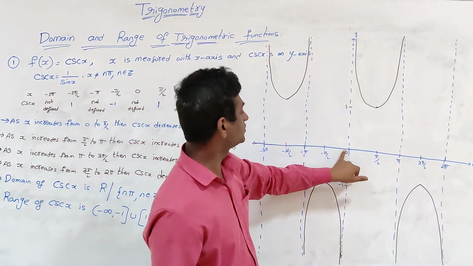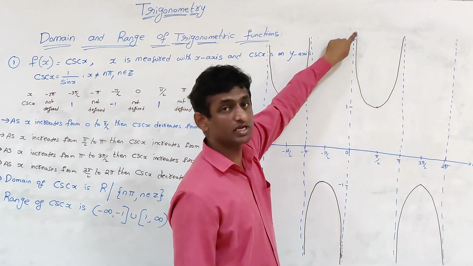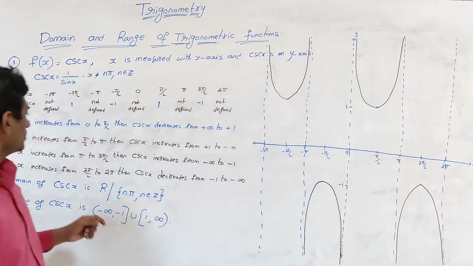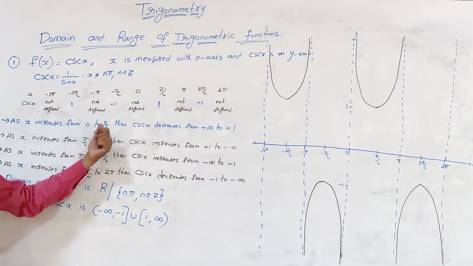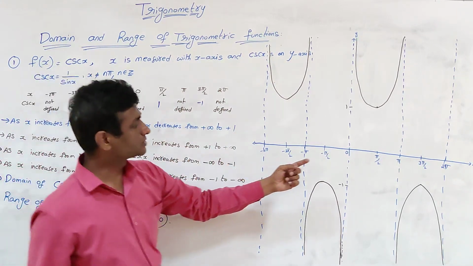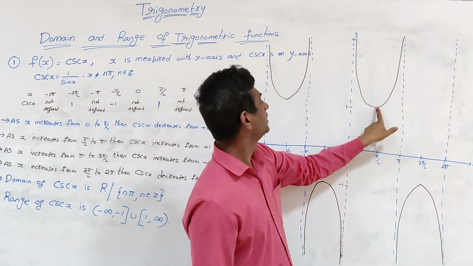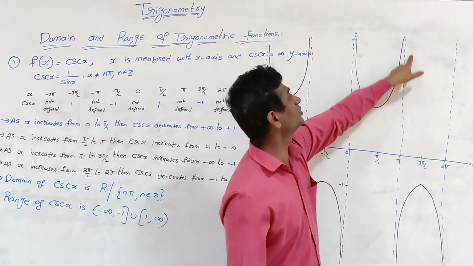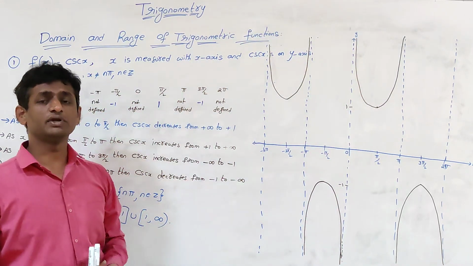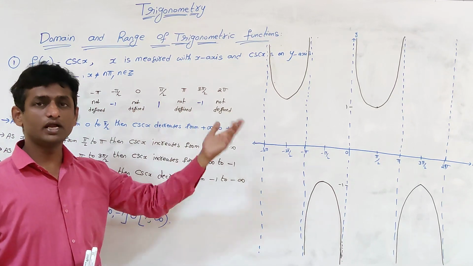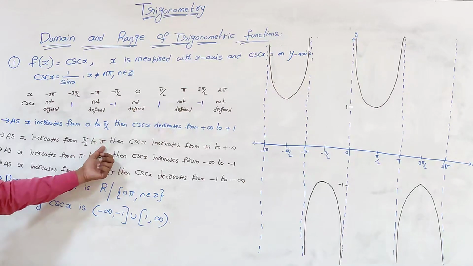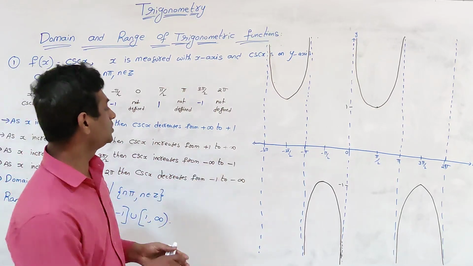Now, when x moves from 0 to pi by 2, the cosecant x decreases from the upward direction and reaches +1. That is, as x increases from 0 to pi by 2, then cosecant x decreases from plus infinity to +1. Next, from pi by 2 to pi, again it starts increasing from +1 and moves on towards the upward positive y-axis, there is no end point for that. So as x increases from pi by 2 to pi, then cosecant x increases from +1 to plus infinity.